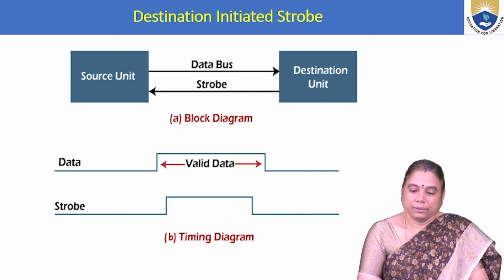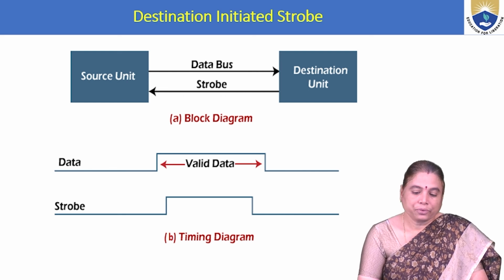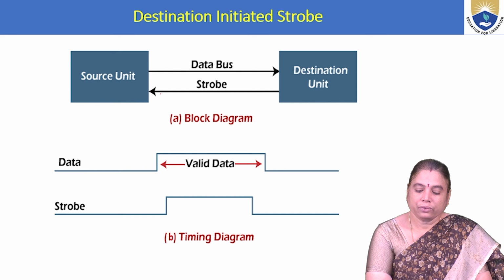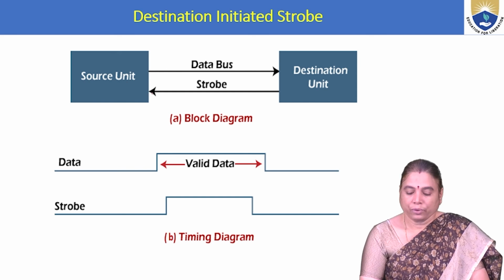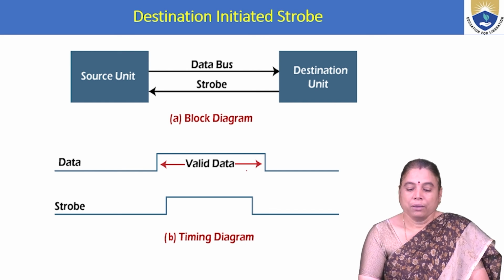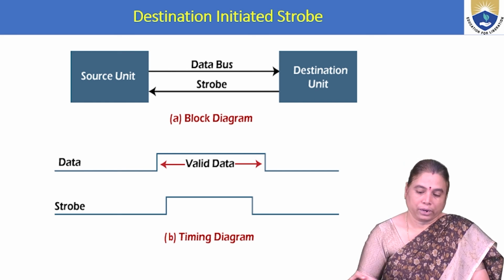The second method is destination initiated strobe. In this case, the destination unit generates the strobe signal to the source unit. So during the strobe pulse only, the valid data can be transmitted between the source and the destination.